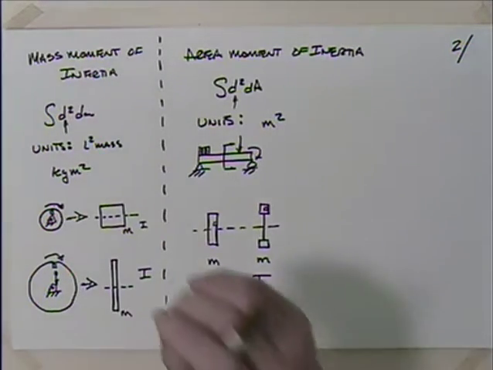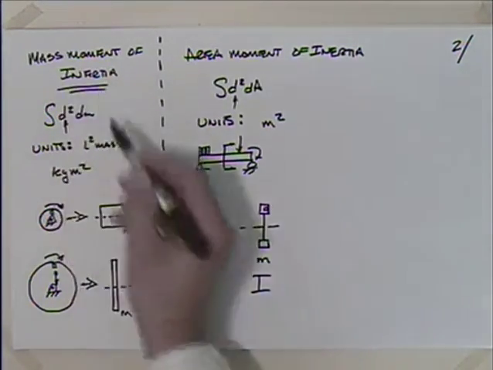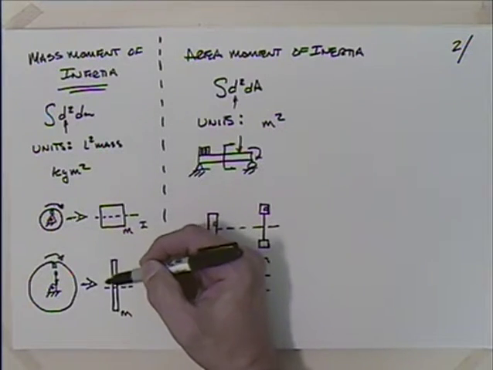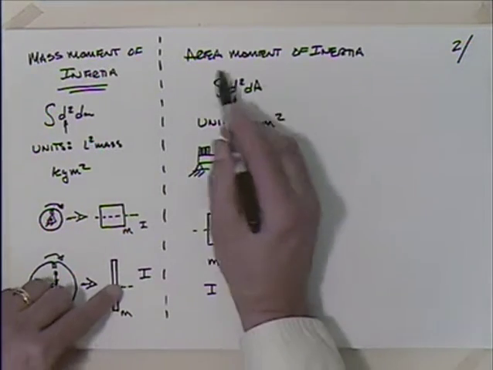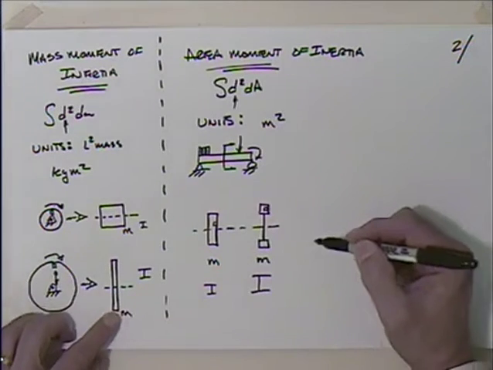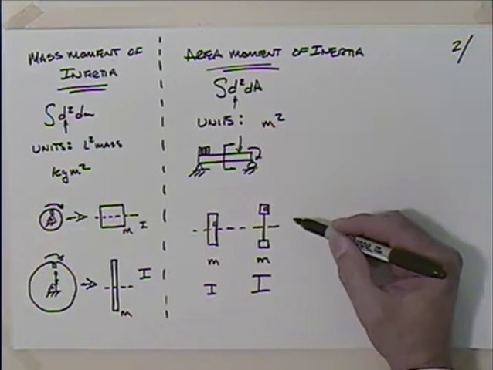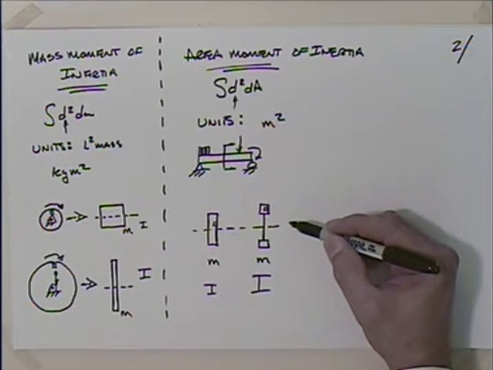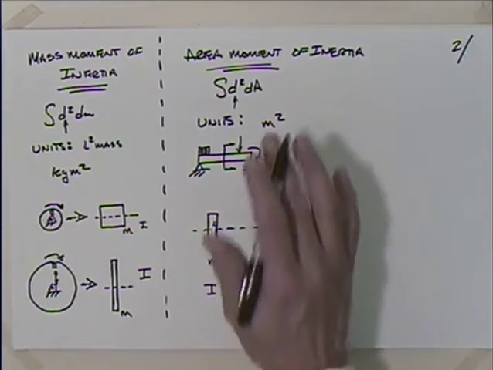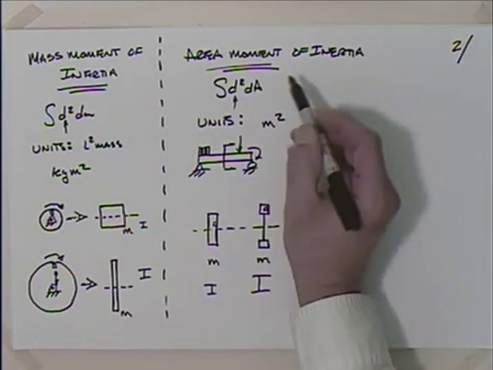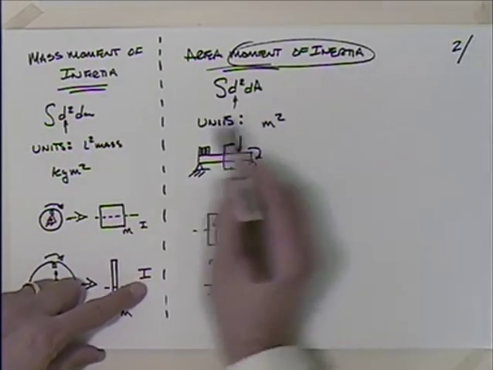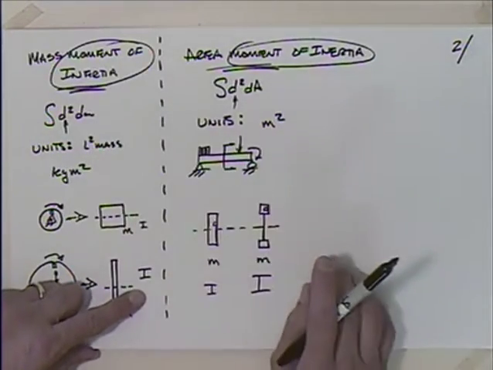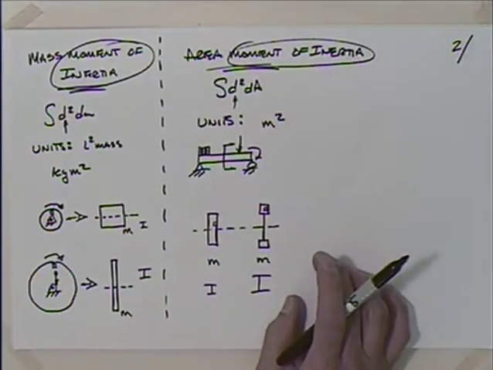So what the mass moment of inertia does is give you a distribution of how the mass is distributed with respect to some axes, and the area moment of inertia gives you a distribution of how the area is distributed with respect to some axes. Now, a lot of times people will just talk about moment of inertia. Well, how do you figure it out?